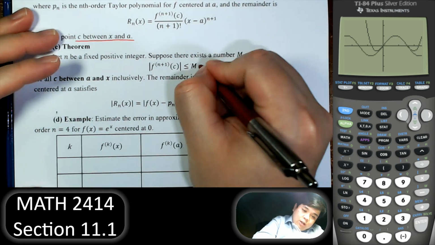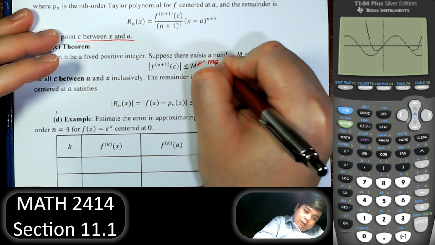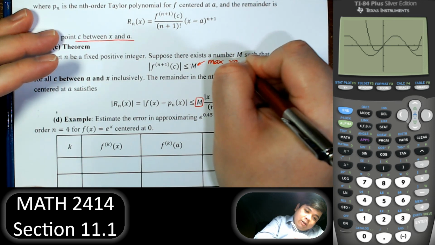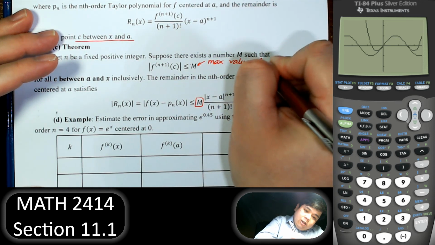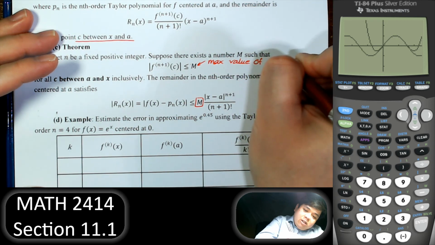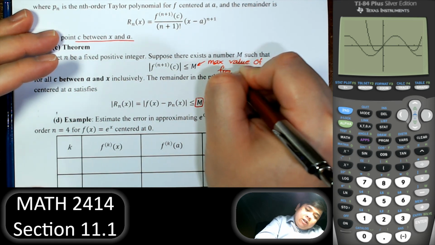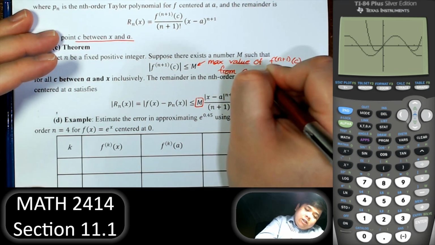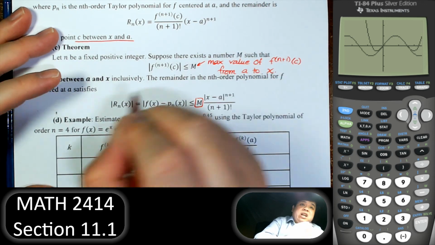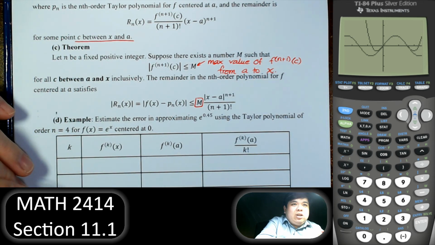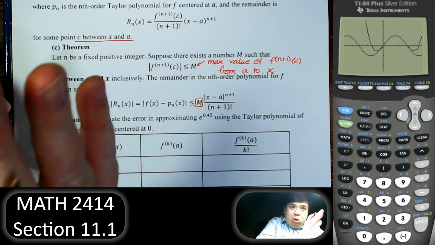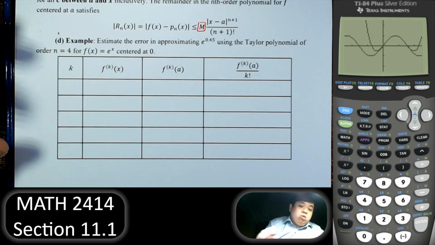Right. So M is the max value of the n plus first derivative from a to x, or from x to a if x is less than a. Right, so how does that work? We'll go back to that, but first let's look at one more example.